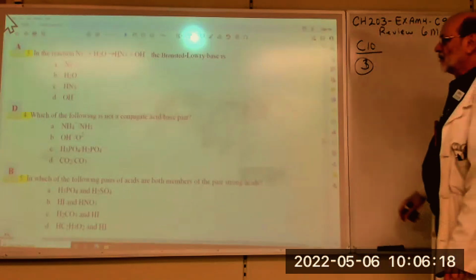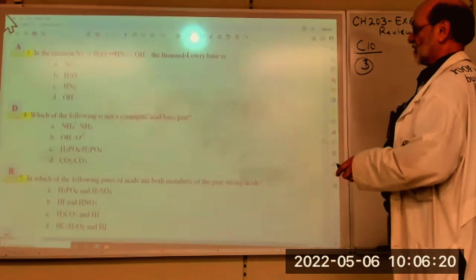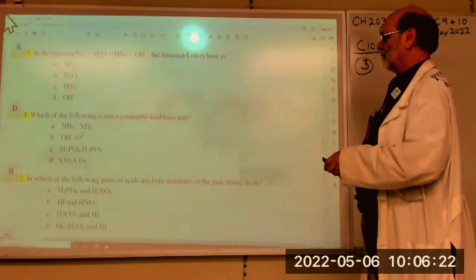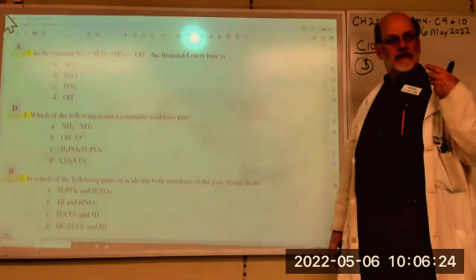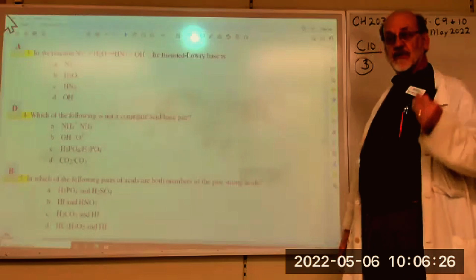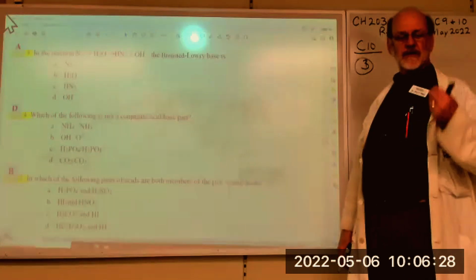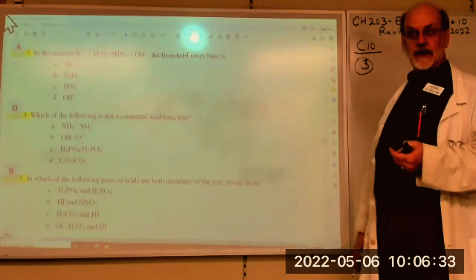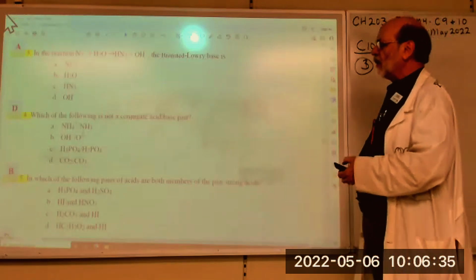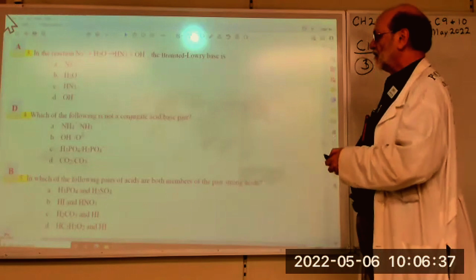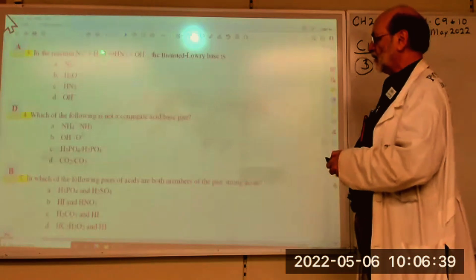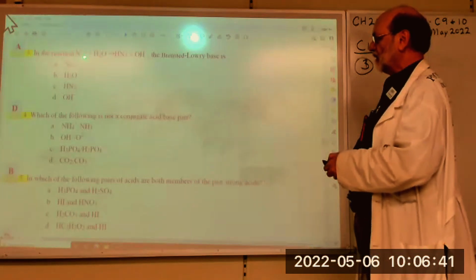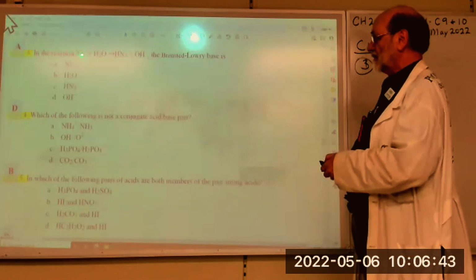In this reaction, the Bronsted-Lowry base is, so by definition, an acid is a proton donor. A base is a proton acceptor, according to Bronsted-Lowry. So who's donating the proton in this thing? That one donates a proton. That's the base, NH2 minus.